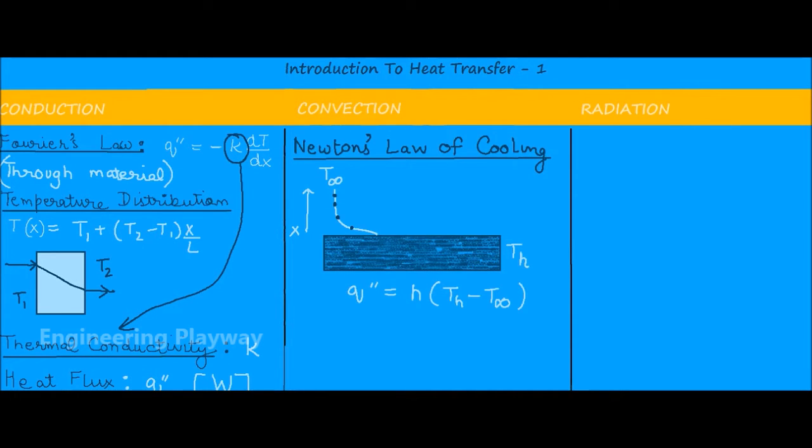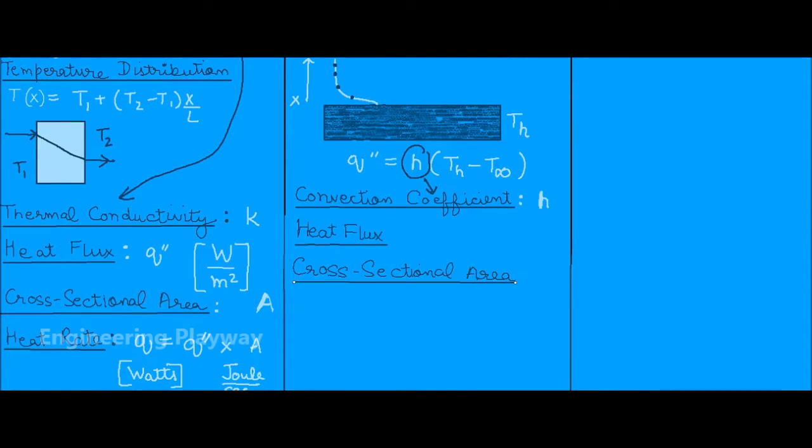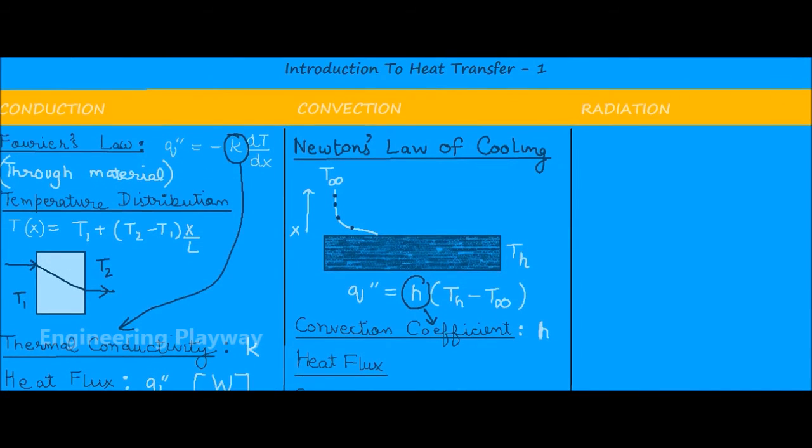In this, h is the convection coefficient, which is a value dependent upon several factors. We will investigate this in further lessons. Heat flux, cross-sectional area and heat rate follow the same rules as conduction.